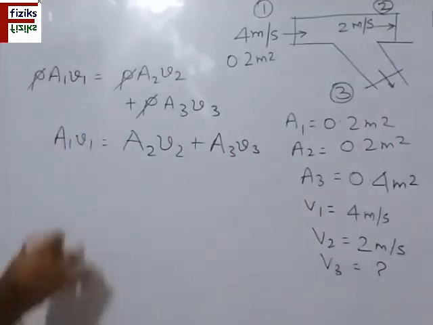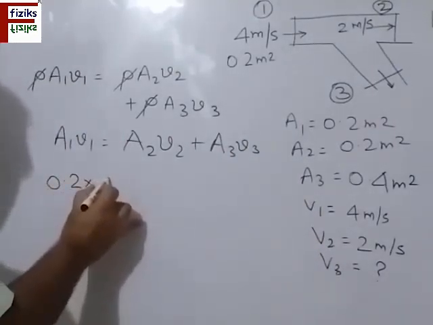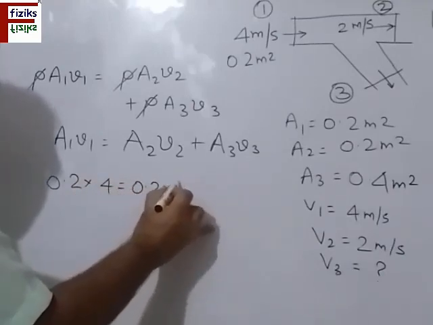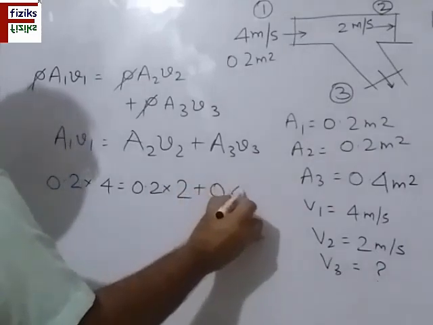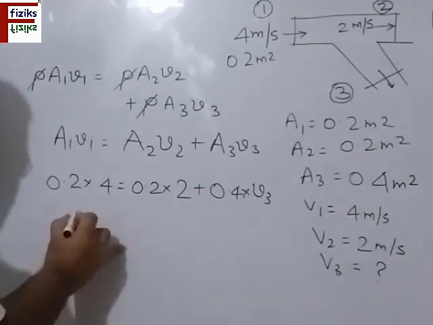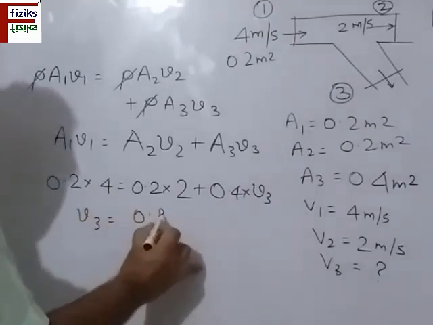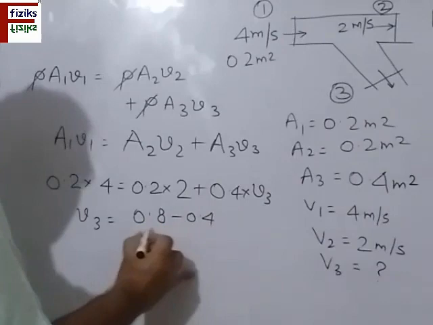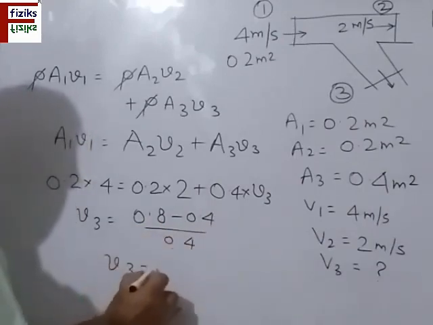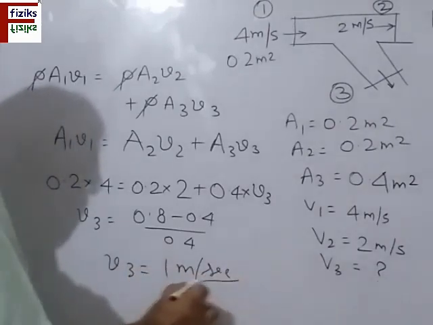Now putting the values in this equation, A1 into V1 equal to A2 into V2 plus A3 into V3. This will give you the value of V3, which is 0.8 minus 0.4 divided by 0.4. So V3 is equal to 1 meter per second.